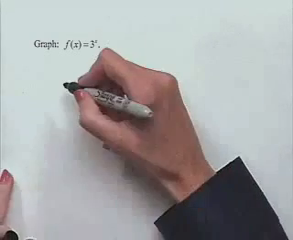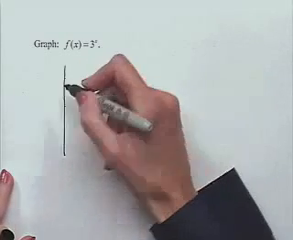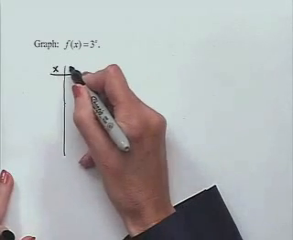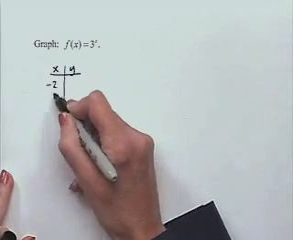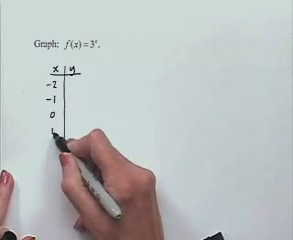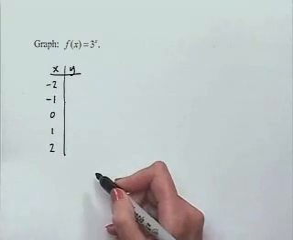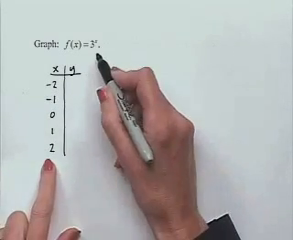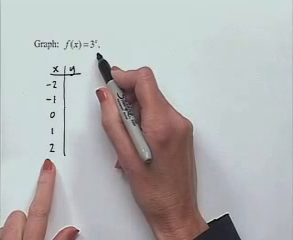Now let's look at another graphing problem. We want to graph f of x equals 3 to the x power. To accomplish this, we're going to use plotting points, and we're just going to take some integer values. Let's just use -2, -1, 0, 1, 2, and evaluate. Now, we have to remember properties of exponents in order to evaluate here.